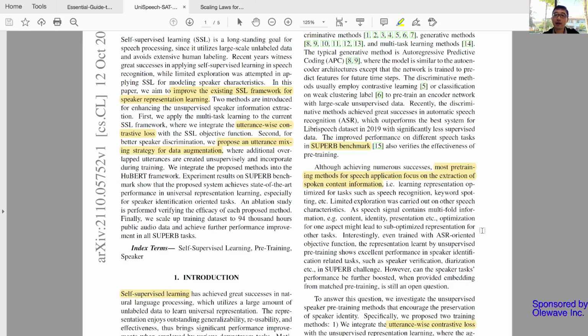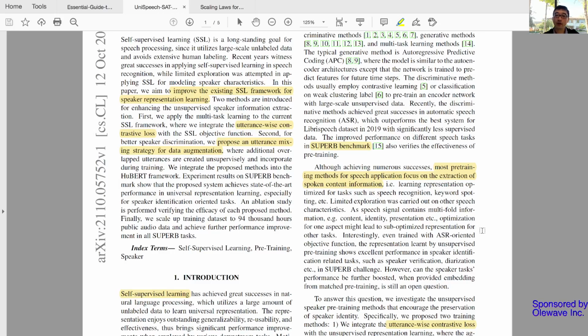The authors mention that most pre-training methods for speech applications focus on the extraction of spoken content information. Remember wav2vec or the transformer, they both use the masked language model trick or technique that is being used in BERT, which tries to recover the missing information, which in the speech domain should be the spoken content.